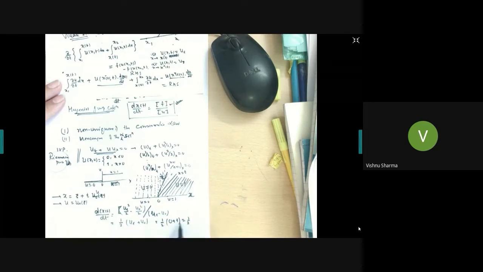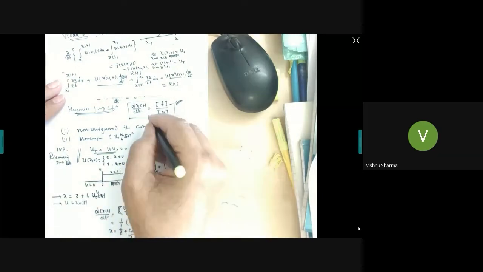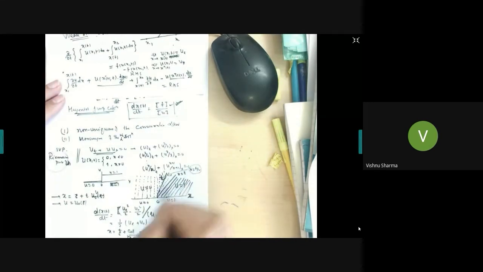So I can integrate it. This gives me x is equal to t by 2 plus some constant. This constant must satisfy that it originates from the point (0, 0). So when x is equal to 0, t is equal to 0, this implies the constant is 0, and hence x is equal to t by 2 is the discontinuity which has to be introduced into the region. According to this Rankine-Hugoniot jump condition, x is equal to t by 2 is the discontinuity.